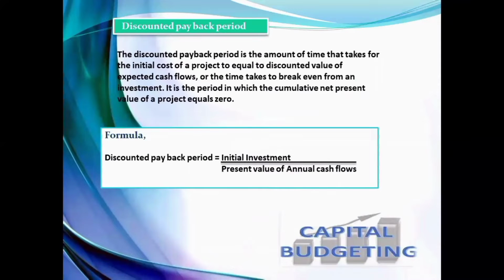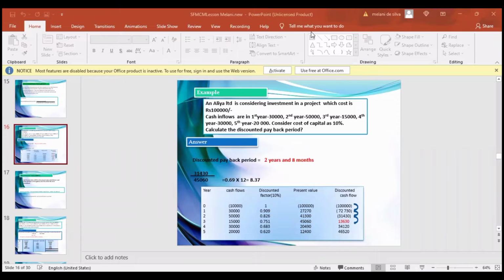Next one is discounted payback period. The discounted payback period is the amount of time it takes for the initial cost of the project to equal the discounted values of expected cash flows. How can we calculate the discounted payback period? Discounted payback period equals initial investment divided by present value of annual cash flow. I will put some example to calculate the discounted payback period.